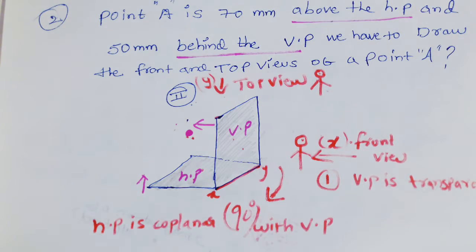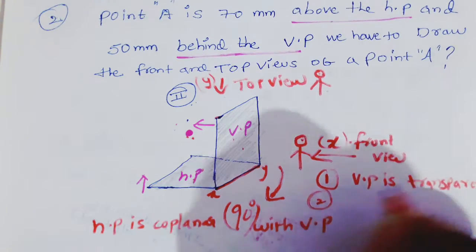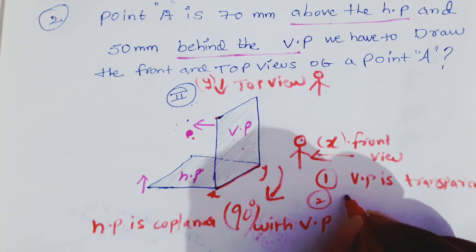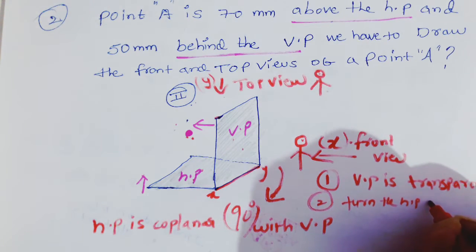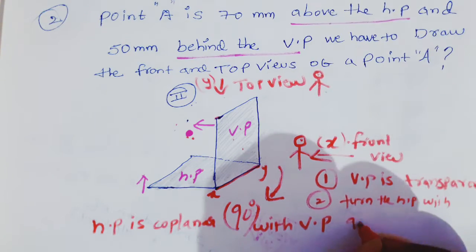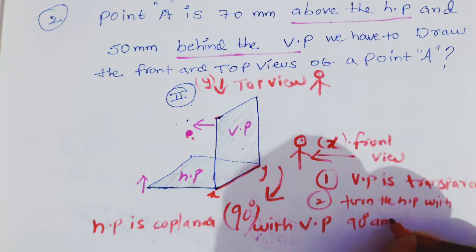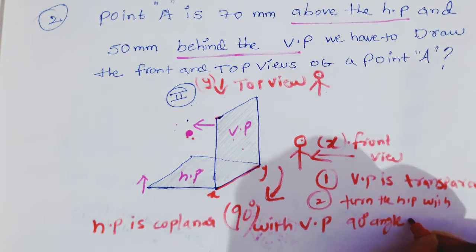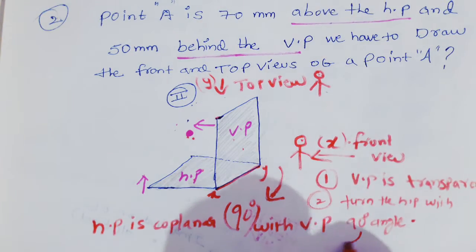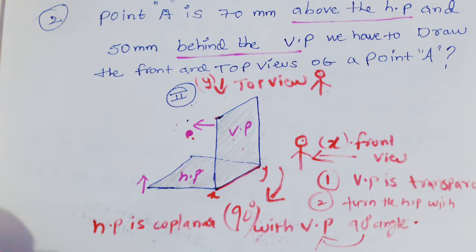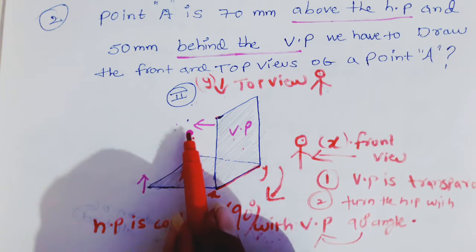Next one. Turn the HP through a 90 degree angle. Then it will become coplanar with VP. Then only you can easily imagine the position of a point in the second quadrant.